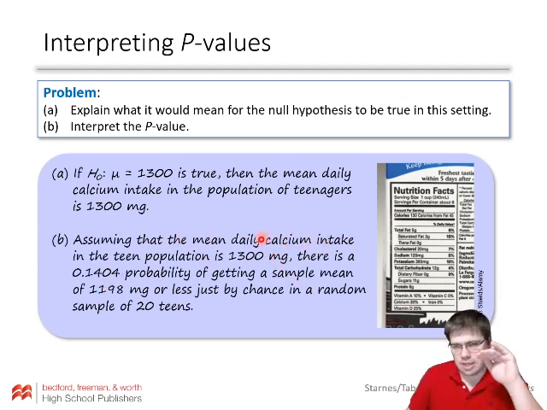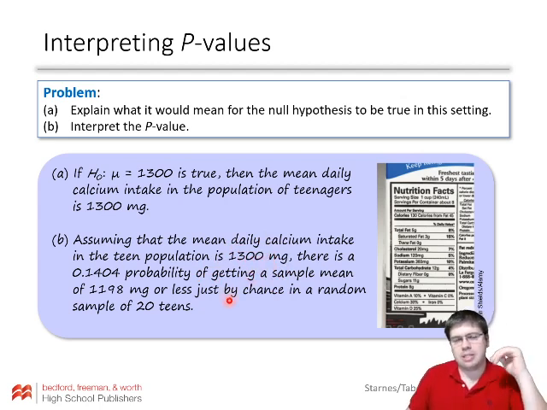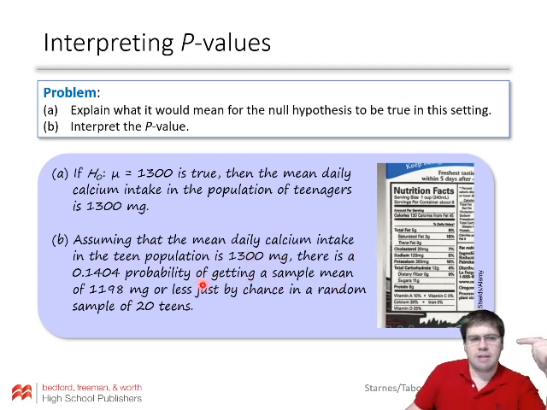So if that was the case, when you're interpreting a p-value, make sure you include that, assuming the null hypothesis is true. Because we may end up rejecting the null hypothesis, but that probability is based on the assumption that the null hypothesis is true. Assuming the null hypothesis is true, there is a 14% chance, a 0.1404 probability, of getting a sample mean of 1,198 milligrams or less just by chance in a random sample of 20 teens.